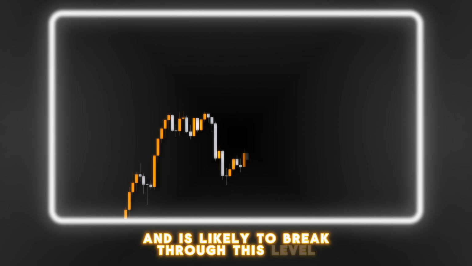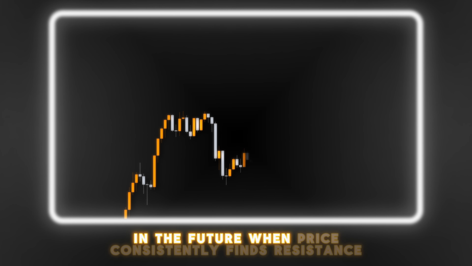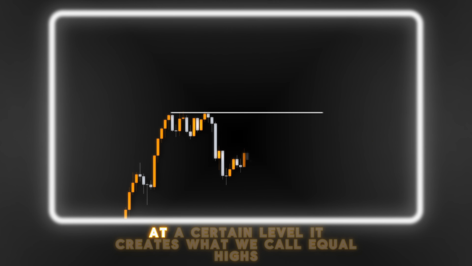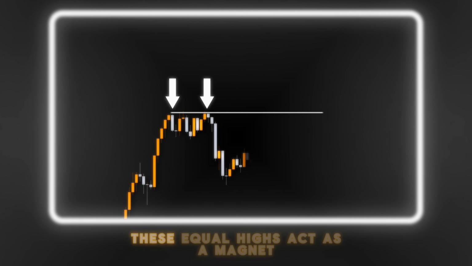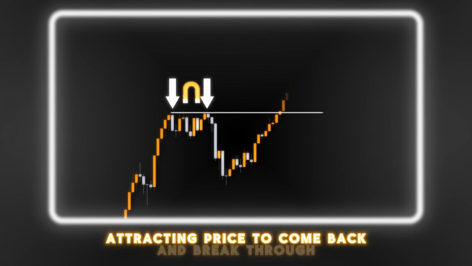Price encounters resistance and is likely to break through this level in the future. When price consistently finds resistance at a certain level, it creates what we call equal highs. These equal highs act as a magnet, attracting price to come back and break through eventually.